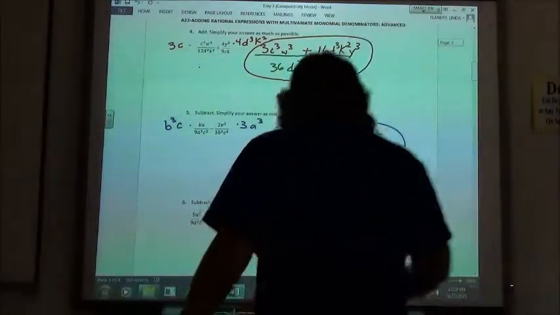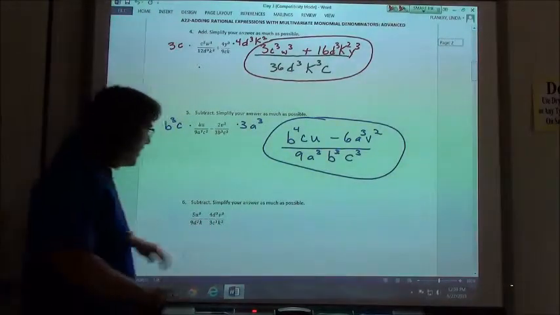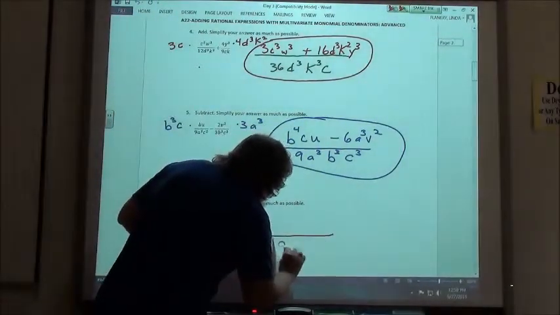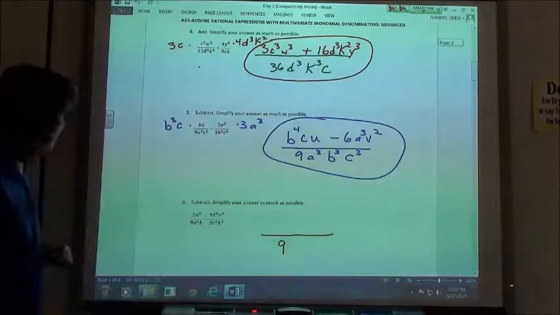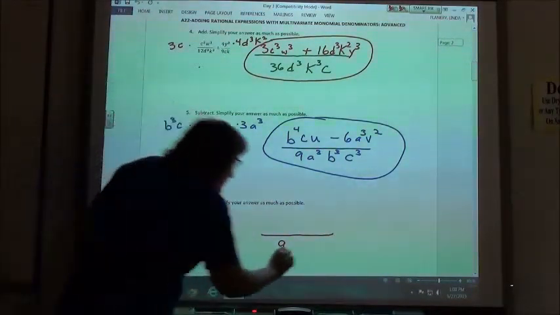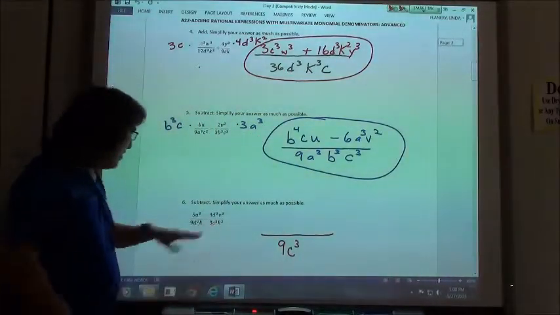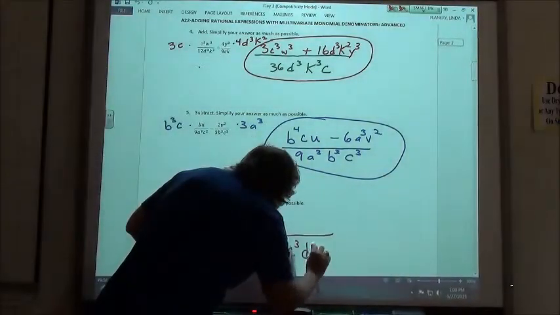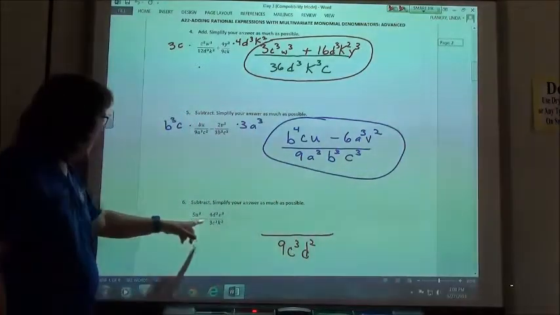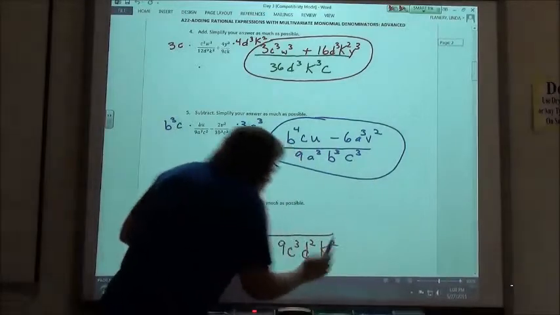So number 6, again, I'm going to find my common denominator here. If I have a 9 and a 3, I've got to use the 9 because 3 divides into 9. Looking alphabetically, I've got a c to the third but no c's, so I'm going to have a c to the third. I've got a d squared, but no d's there, so I'm going to use the d squared. I've got a k and a k squared. I've got to use the higher one, k squared.